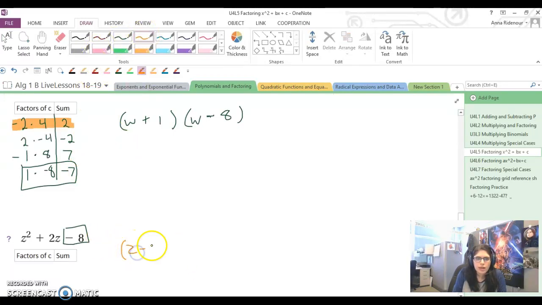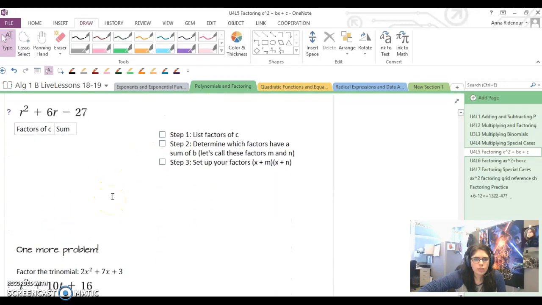So I have z minus 2 times z plus 4. And it doesn't actually matter what order the numbers are in. I probably tend to go with the smaller number then the bigger number, but it doesn't matter either way. Multiplication is commutative, which means order doesn't matter. So for this one, that one's going to be done because I already looked at all the factors of negative 8, and I just found the one that had the sum of 2, more specifically.